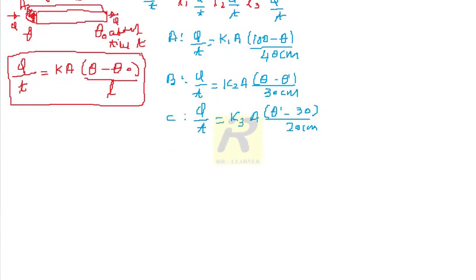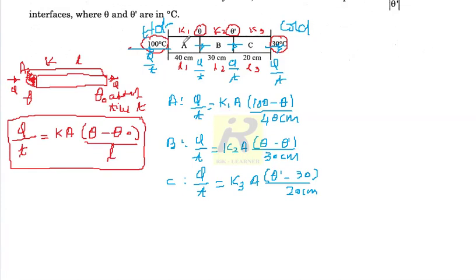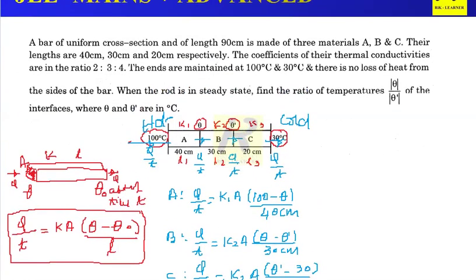The three conductors are in a line. Okay. So, cascaded conductors. Now I am going to tell you something which is the given thing in the question itself. They are saying this one: the coefficients of thermal conductivities are in the ratio 2:3:4. That means K1 is to K2 is to K3 are in the ratio 2:3:4.